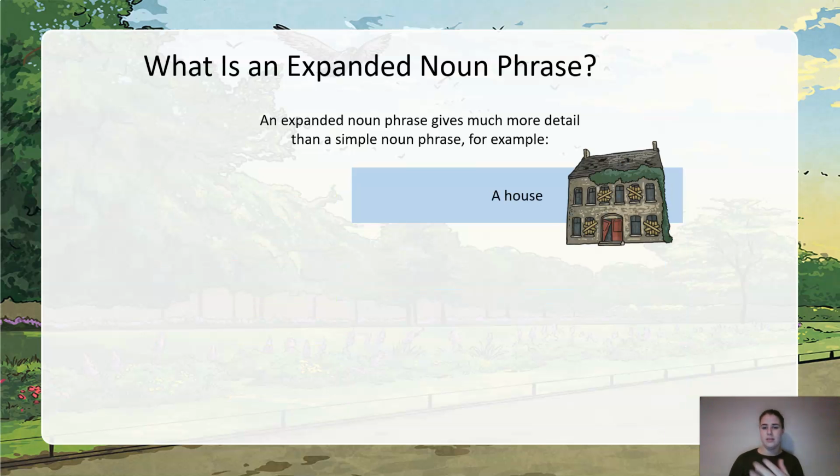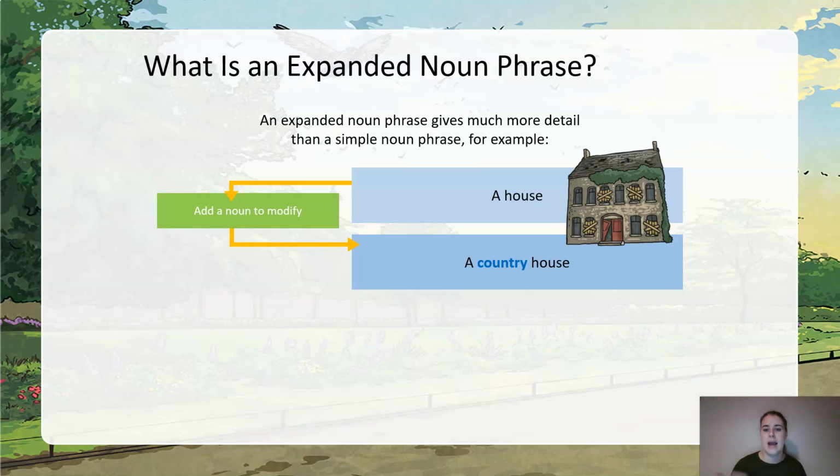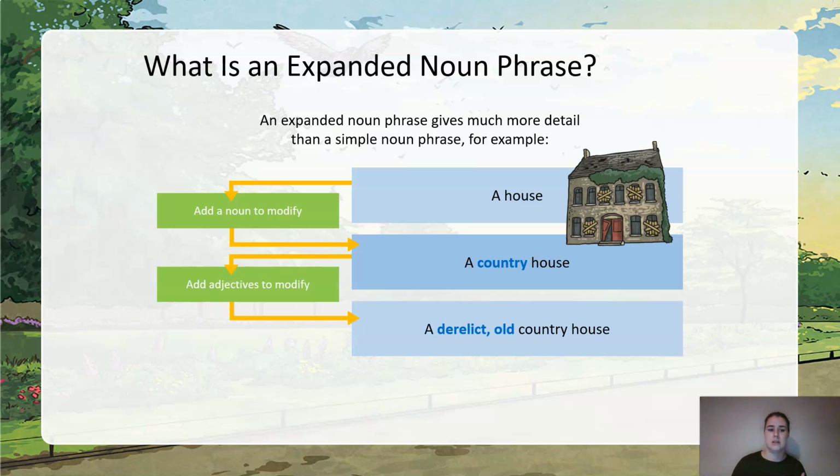So let's have a look at this example of the house. Okay, we're going to add some information to it. So we've got the country house. I might have said haunted house because, I mean, that looks like a pretty dilapidated, fallen apart country house. But now we're going to add some adjectives in there.